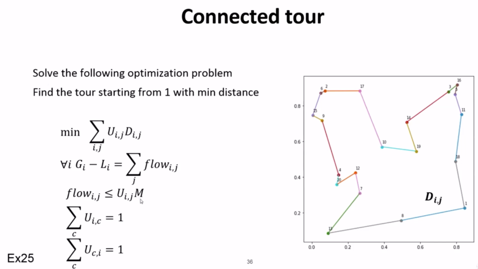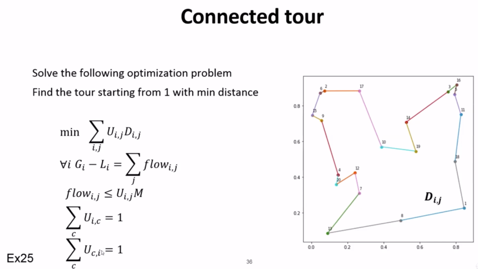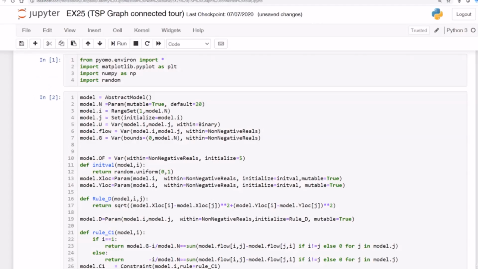In order to make a connected tour, it means that at each node, let's call it i, there is only one flow going out. And also at each node i, only one flow is coming in. Okay, so in this way we can make sure that we have a connected tour.